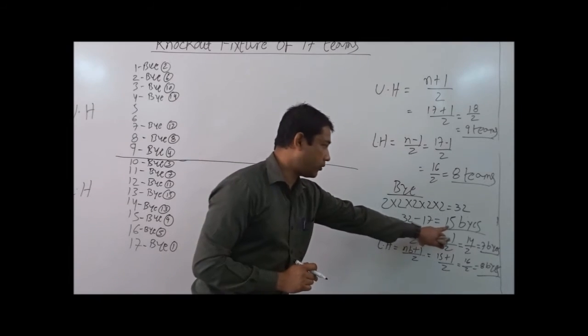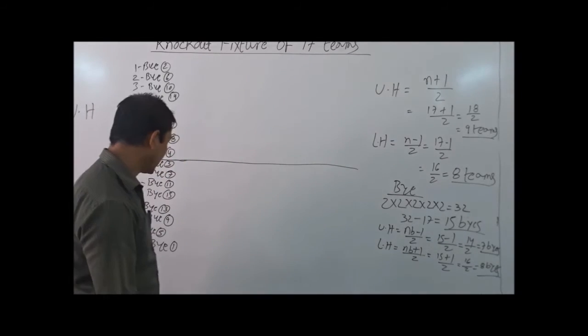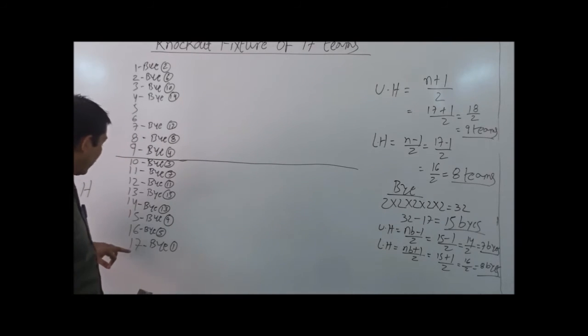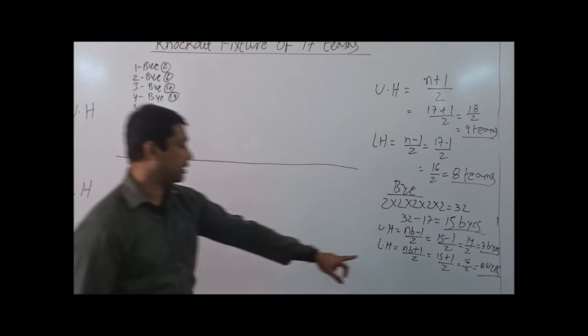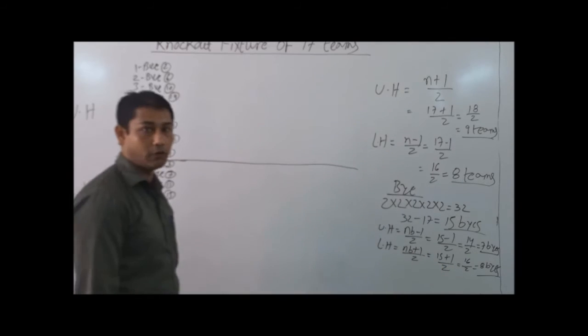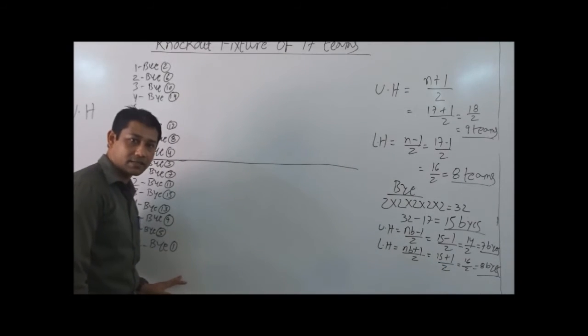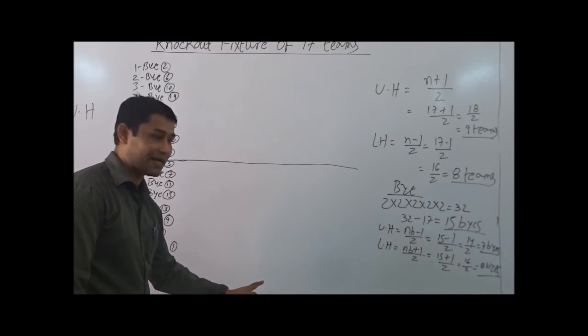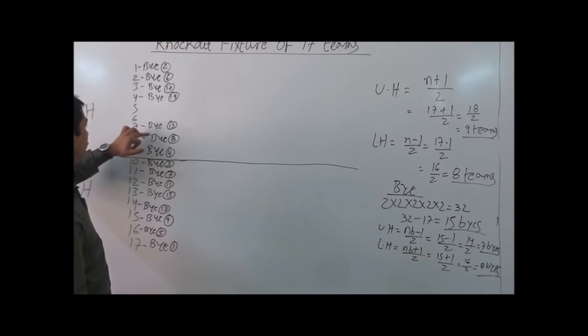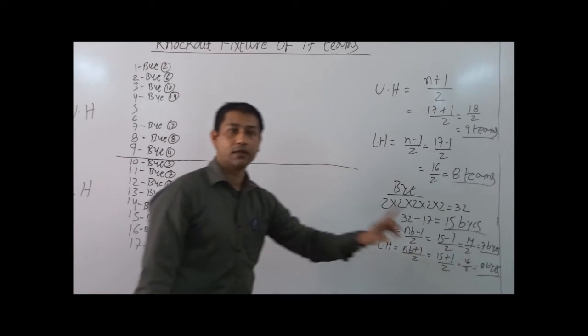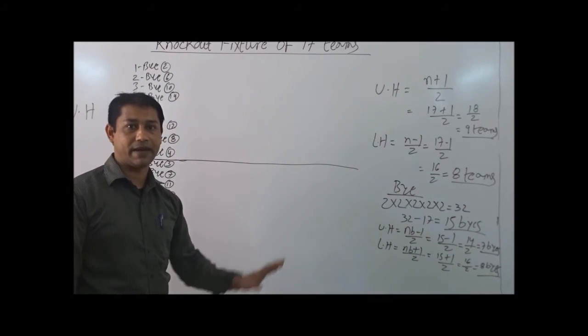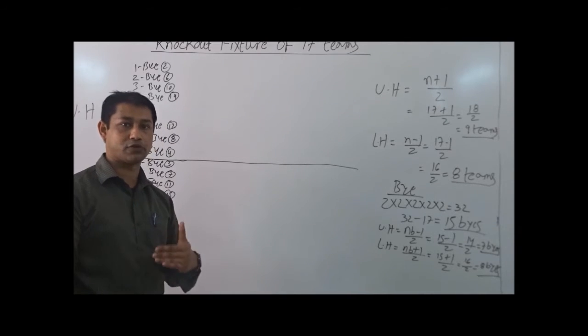So, as per formula, we have given 15 byes. Now, just count in lower half 1, 2, 3, 4, 5, 6, 7, 8. As per formula, we need to give 8 byes to lower half, and we have given 8 byes. So, things are matching. In upper half, 1, 2, 3, 4, 5, 6, 7. As per formula also, in upper half we need to give 7 byes. So things are matching. So we can proceed further.